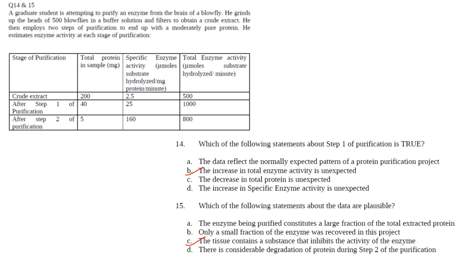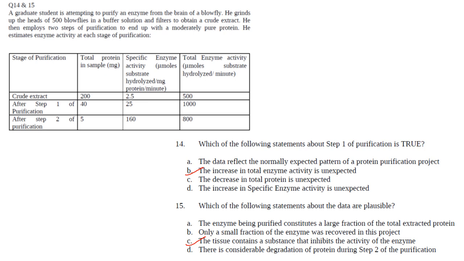Then B, the increase in total enzyme activity is unexpected. That's correct. I have explained it now. The decrease in total protein is unexpected. Protein will decrease. The increase in specific enzyme activity is unexpected. Enzyme activity will increase. Specific enzyme activity will increase.